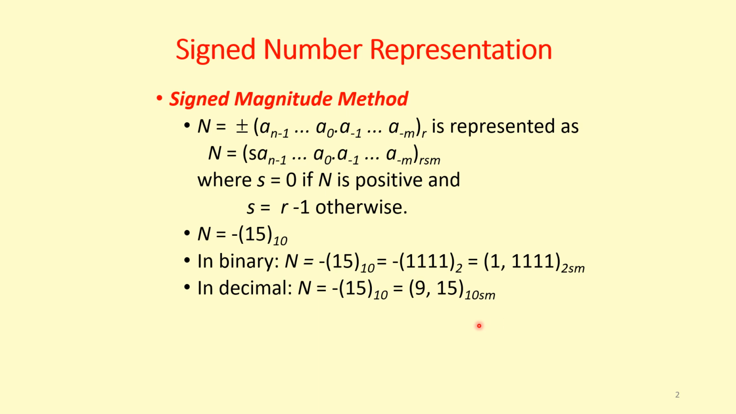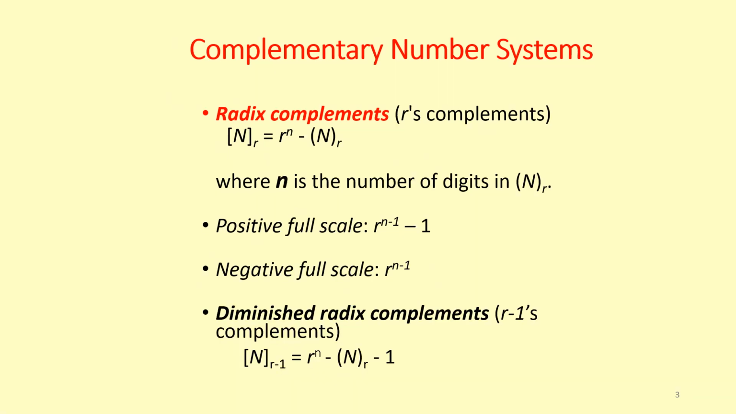So this is one way of representing the negative numbers by use of an extra digit. For binary, it is 0 for positive and 1 for negative. And in the decimal number system, it will be 0 for positive and 9 for negative numbers. And this is what is called the signed magnitude number representation system. But there are other methods.